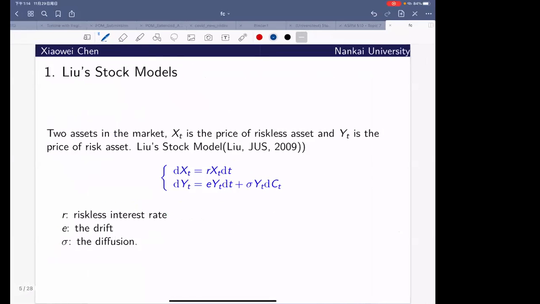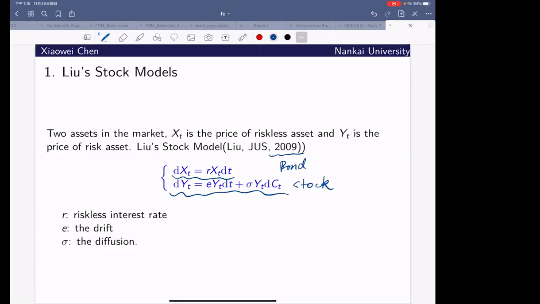The first model was introduced by Professor Liu 10 years ago. In the uncertain market, there are two assets. One is a bond, and the other is a stock. The bond follows an ordinary differential equation, and the stock follows an uncertain differential equation. Using these two assets, we can find the price of options: European options, American options, Asian options, and some other options like that.